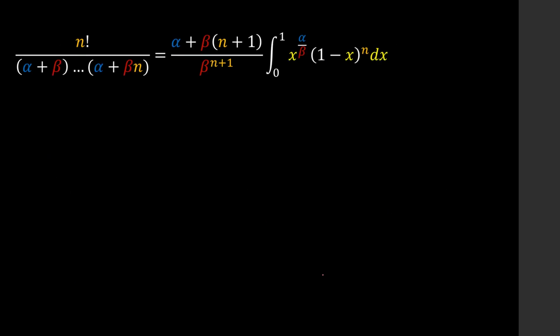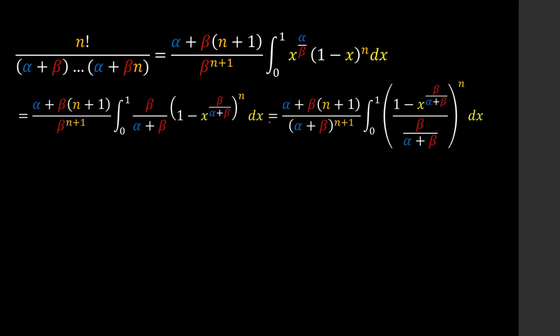So now we can rewrite this because we started from the integral. If we just divide through by the first term we had, we end up getting that n factorial over this ascending product here is equal to alpha plus beta times n plus 1 all over beta to the n plus 1 times this integral. Okay? And so now I can do some substitutions.